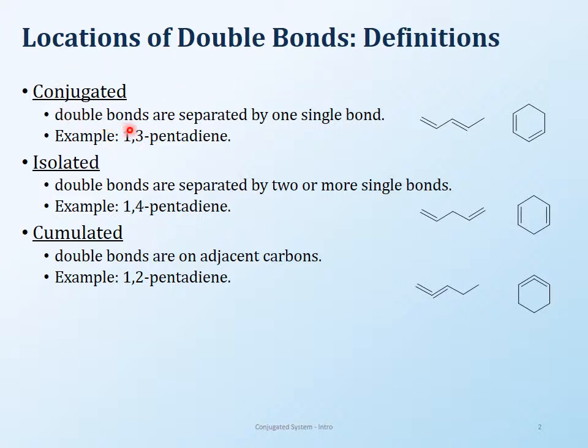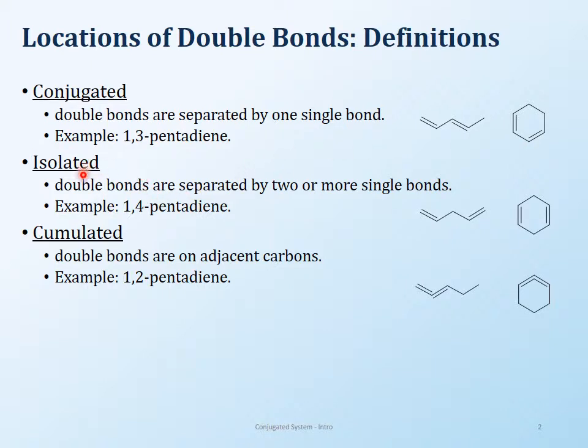Specifically, a conjugated system is when you have double bonds that are separated by one single bond, okay? So for example, if you have a straight chain compound, you'll have a double bond, single bond, double bond, single bond, and so on and so forth. In a cyclic compound, same kind of thing, okay? Double bond, single bond, double bond. So this is a conjugated system.